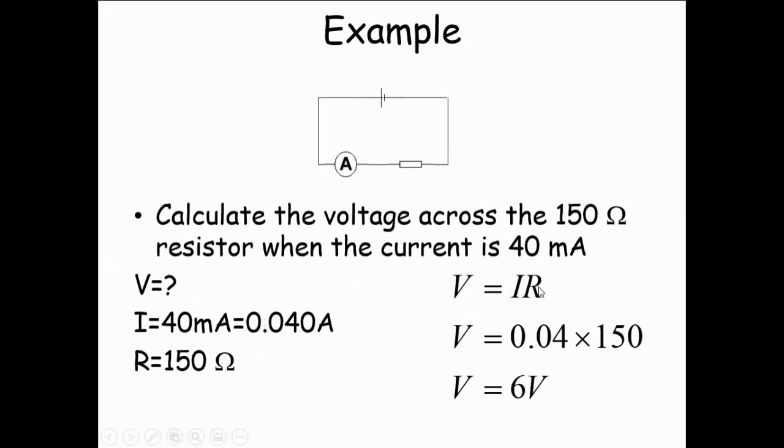V equals IR. I is the current of 0.04, 0.040 is the same thing, times 150 gives you 6 volts. Easy? I think it's easy, but that's me, I've been doing it for years. The difficulty there, of course, is converting the milliamps into amps. We have to remember what the milli part means. Now, you could have written that as 40 times 10 to the negative 3, but that's maybe just going to confuse you.